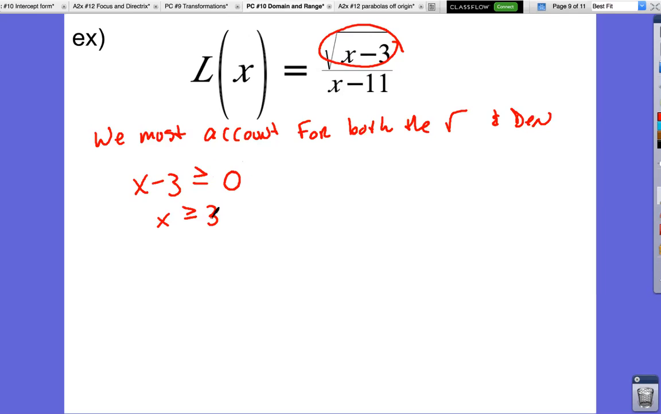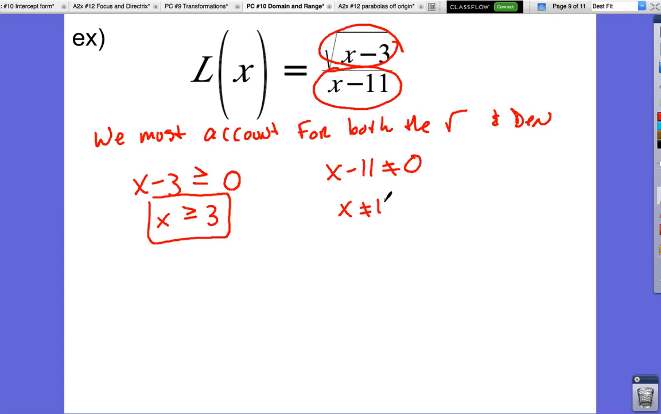I'm not ready to do my domain yet because it might already be accounted for. Maybe, maybe not. The second thing that we have to account for is this. And what do we do with the denominator? Set it equal to 0, or say it can equal 0. So x cannot equal 11.